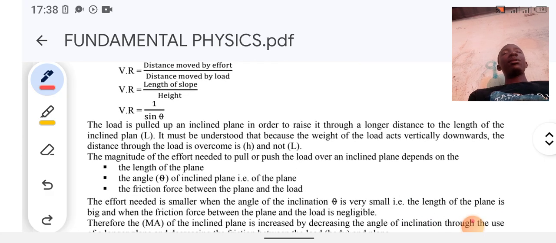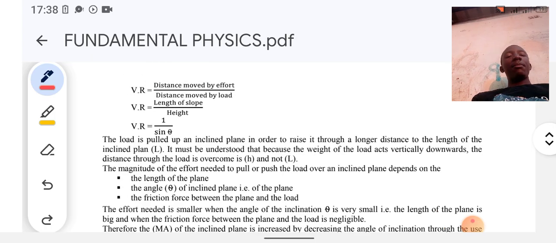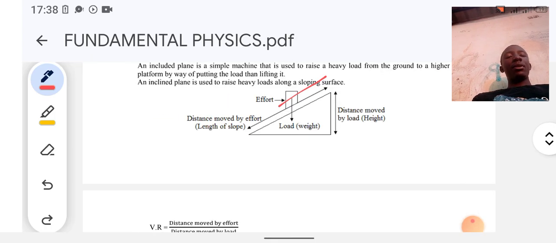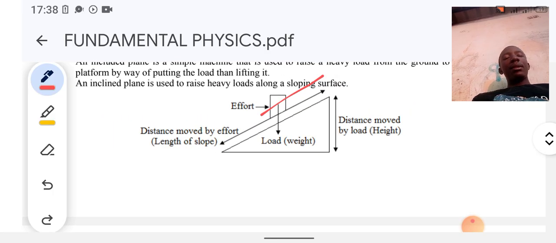So for you to find the velocity ratio under gears, you first count the number of teeth in the driven wheel. You divide it by the number of teeth in the driving wheel, then you divide it by the number of teeth in the driven wheel.